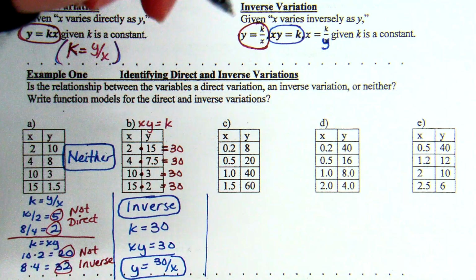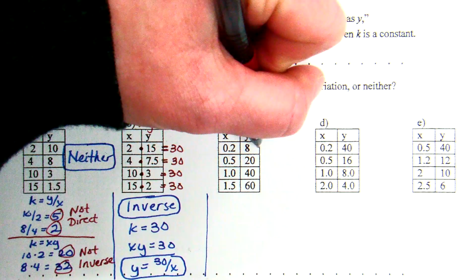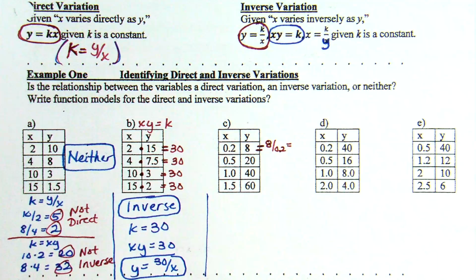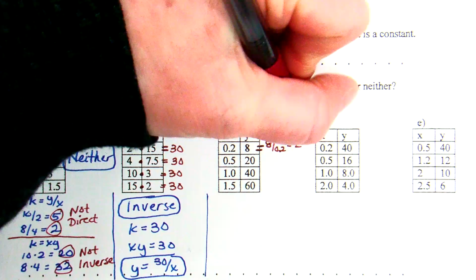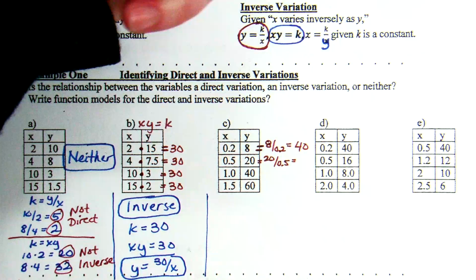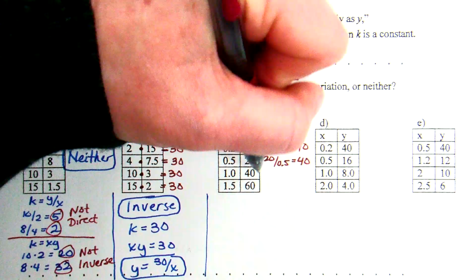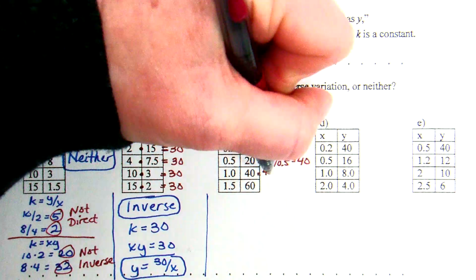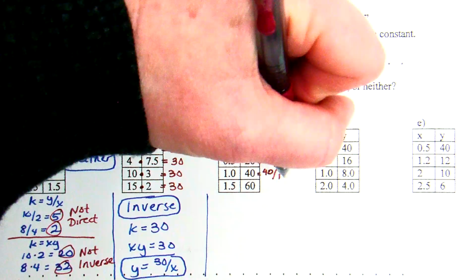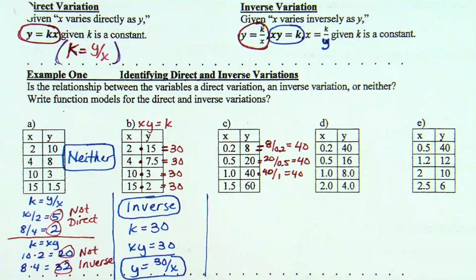So if I'm doing y divided by x, that means the first thing I'm doing is 8 divided by 0.2. What is 8 divided by 0.2? 40. The next one, 20 divided by 0.5, 40. 40 divided by 1.0. You realize that is just 40 divided by 1, yes? Although some of you probably still did it on the calculator. 60 divided by 1.5.